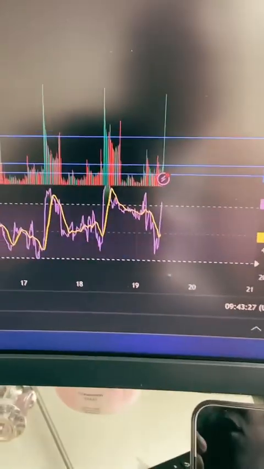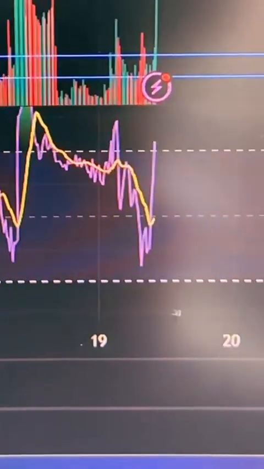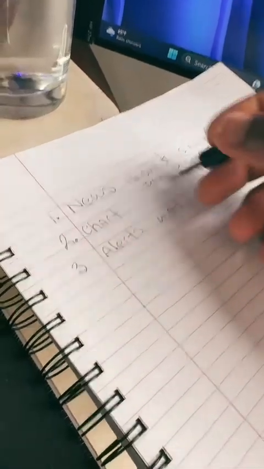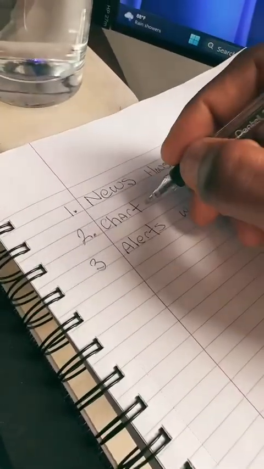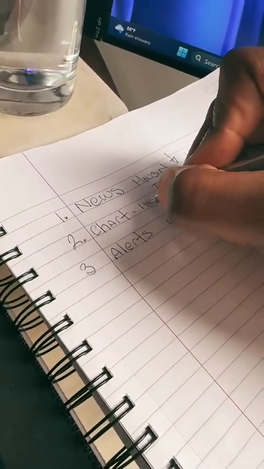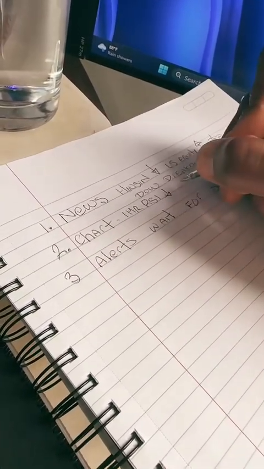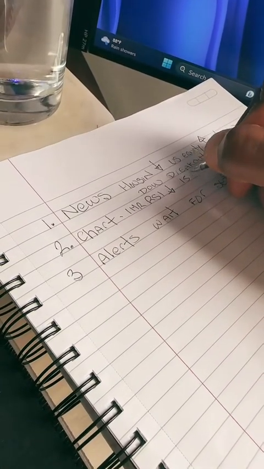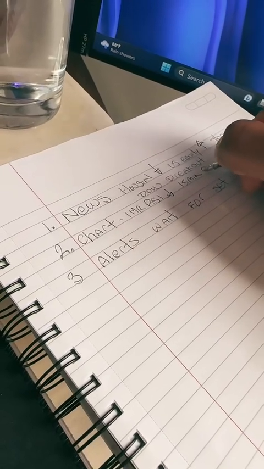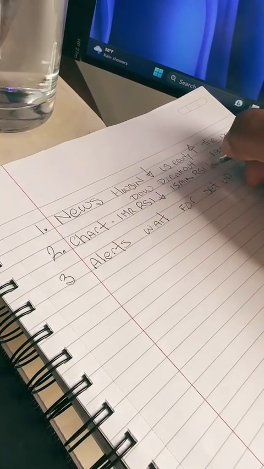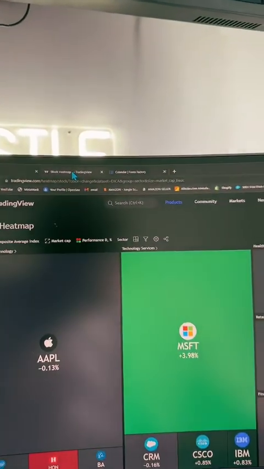I'm also going to make a note on the RSI that is overbought. So I usually do this on my phone, but I'm just writing it down for you guys. So 1 hour RSI down. 15-minute RSI down. Next, I'm going to go to my heat map.